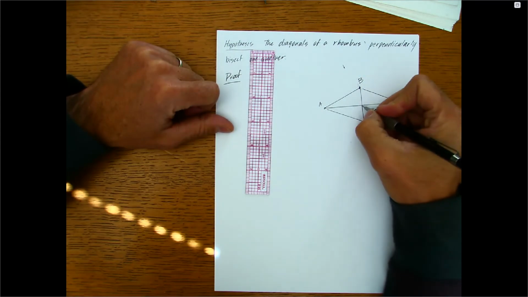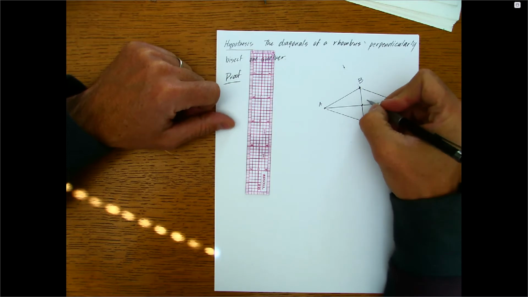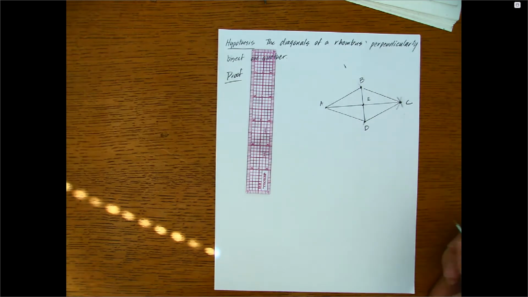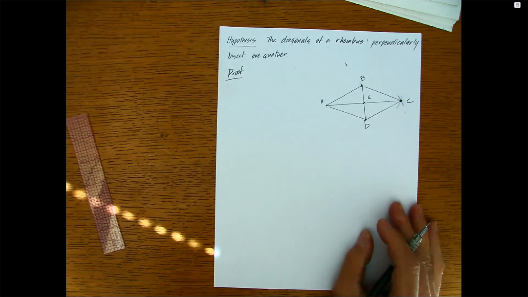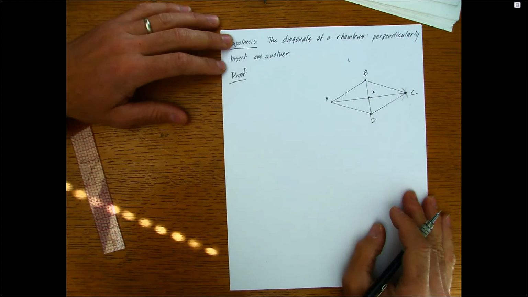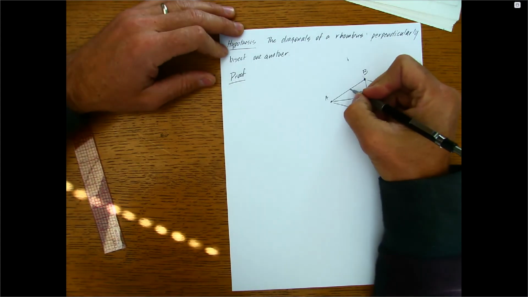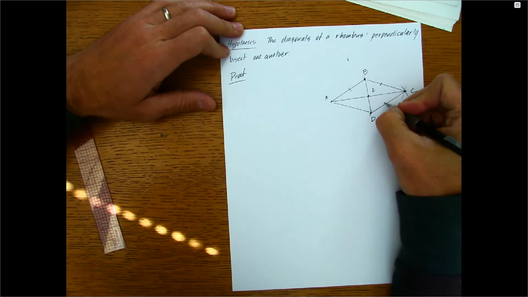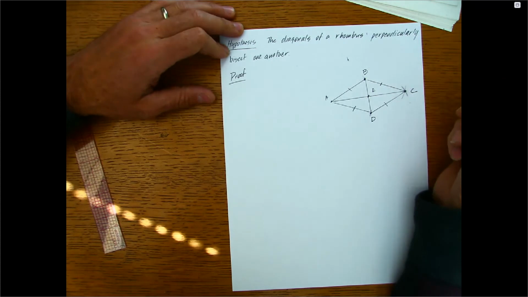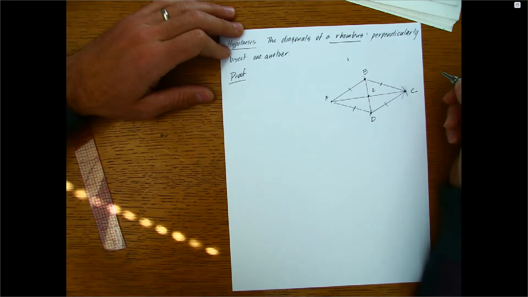What should we call the point of intersection here? We'll call that E. Okay. So let's think a little bit about what we could do here. What we know right away is that these four sides, by definition of a rhombus, must be congruent.